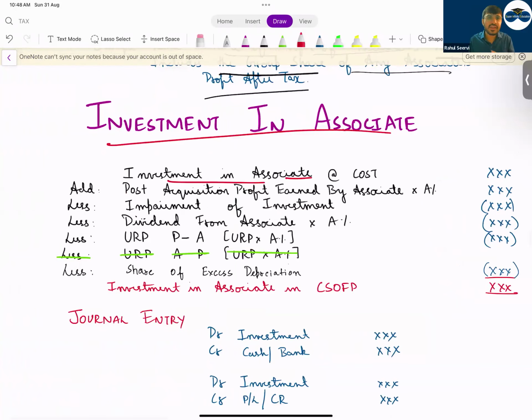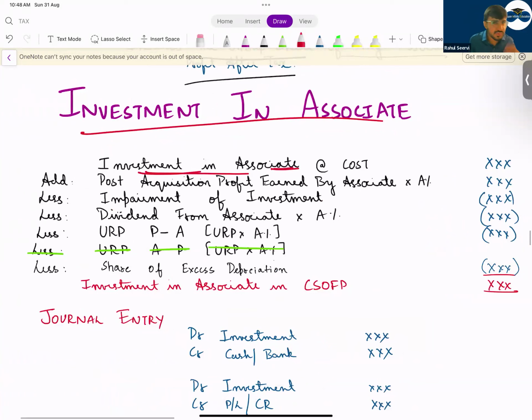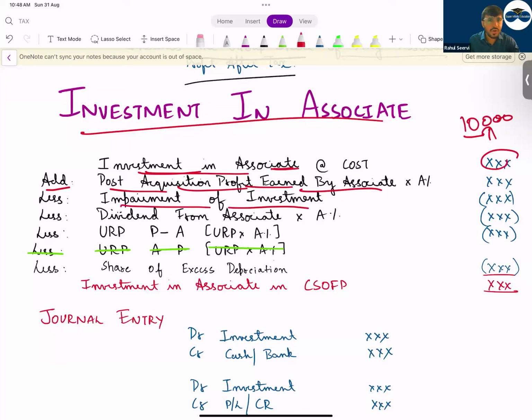If a subsidiary is there and an associate is there in a question, we have done this question in a regular class also. Now, investment in associate at cost. Sir, add what? The post acquisition profit earned by the associate. Say today I've invested, and in the first year the profit is 10,000. What is my income? I will add it. Less impairment of investment. Whatever the impairment is, you will reduce it. Less dividend from the associate. Whatever dividend you receive, reduce it, because you are realizing it.